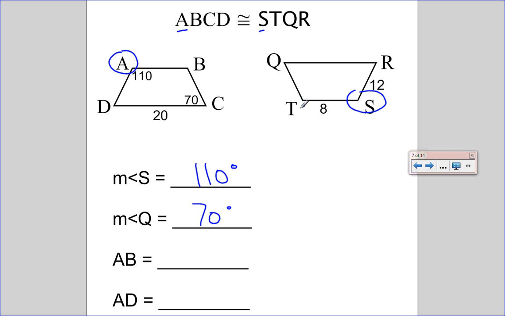AB, so the first two letters, will be the same as ST. Let's see, ST is 8, so AB will also be 8. And finally, AD, the first and fourth, is the same as SR. SR is 12, so AD will also be 12. Make sure you can line up the corresponding parts.